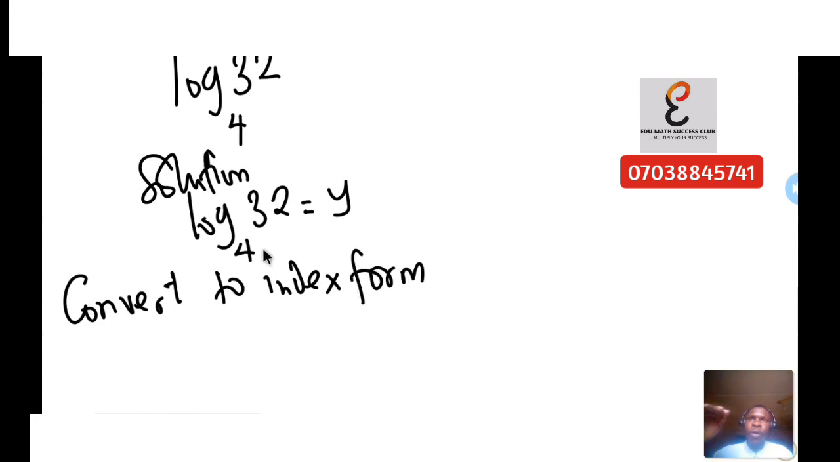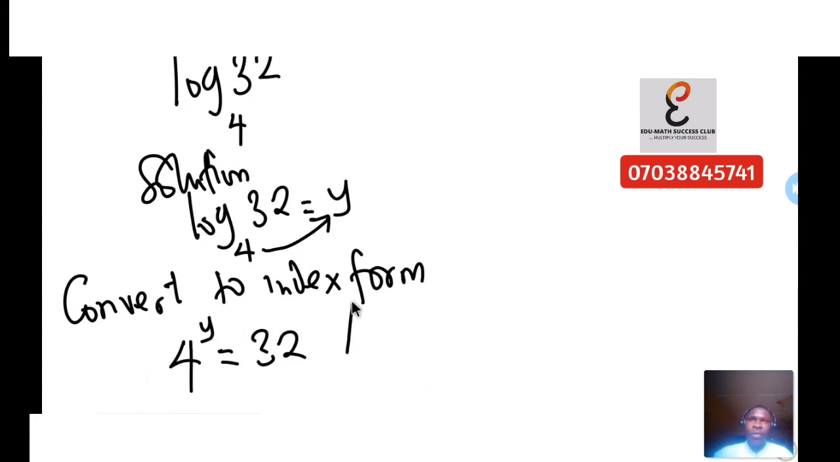Now this 4 will raise this y up. Please, not 4 times y, but 4 raised to the power y. So you have 4 raised to the power y equals 32. Now the next step is to break each side, the left hand side and the right hand side, down to have the same base.